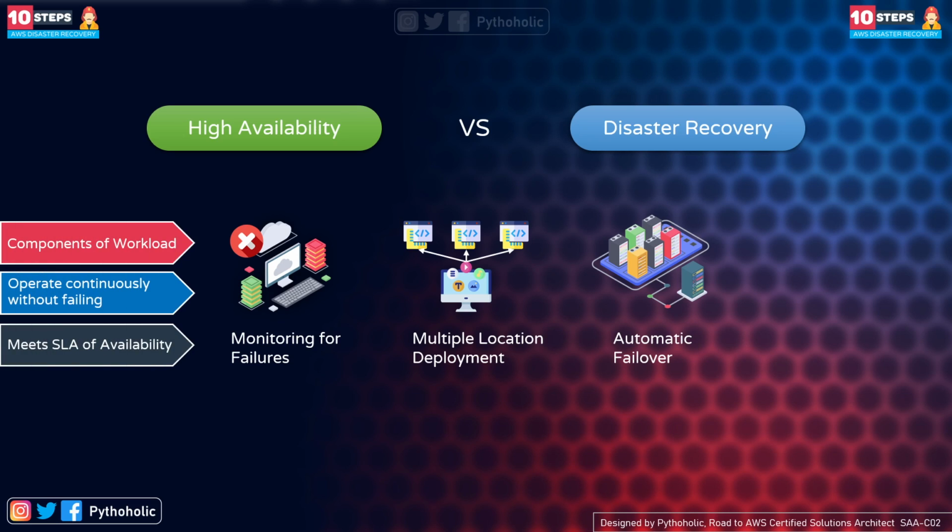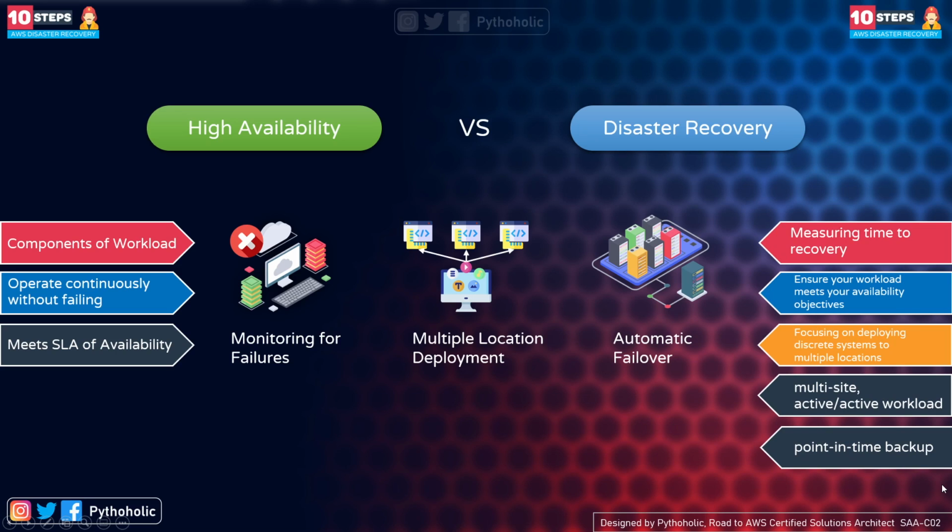So when it comes to availability, you are more focused towards the components or resources of the workload to serve the customer demand, so that you can operate continuously without failing, and you strive hard to meet the service level agreement of service availability. And on the other hand, when it comes to disaster recovery, you need to focus on the time it takes to recover from a disaster. You need to ensure the workload or resources that you have provisioned meets your availability objectives. And the focus is rightly on deploying discrete systems to multiple locations. But the main objective here is also to have a multi-site active-active workload distribution.